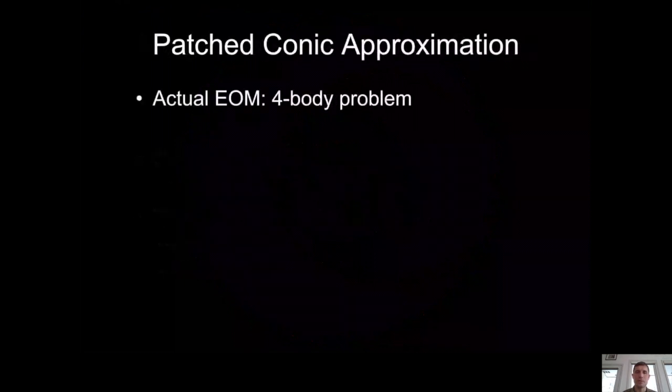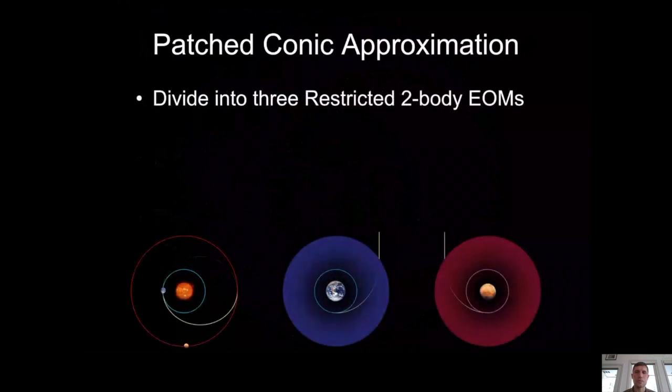Okay. Now, this problem is actually a lot harder to solve, so we're going to make some simplifications. Rather than try to figure out the exact dynamics between four different bodies, essentially your satellite, the sun, the Earth, and Mars, we're going to treat each of them as three separate two-body problems. So we'll have the satellite and Earth, the satellite about the sun, and the satellite about Mars. And here we go. We can see what those orbits are going to look like.